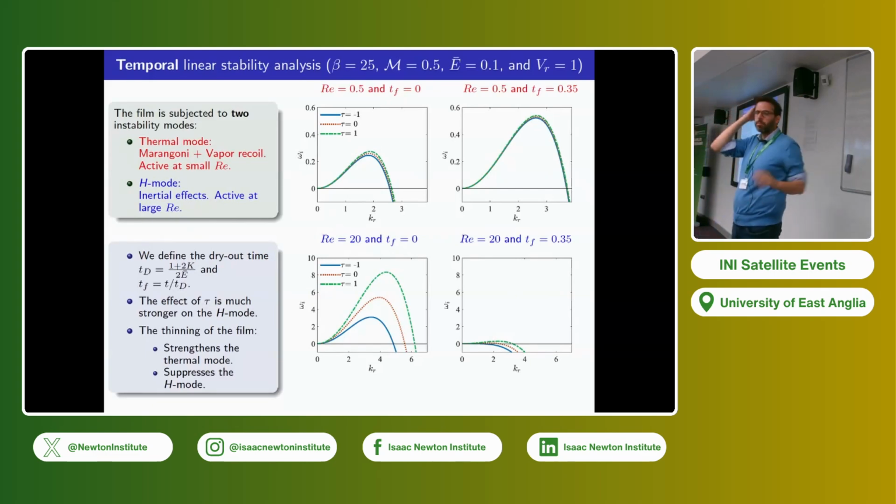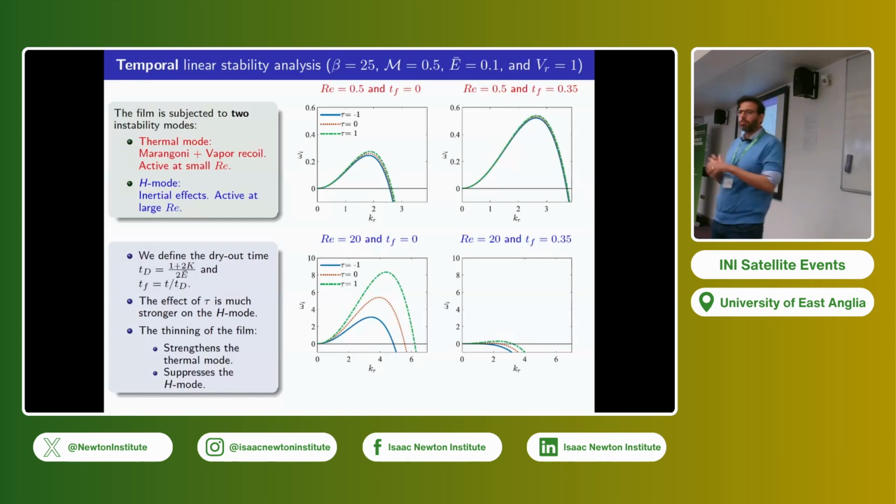So anyway, let's look at the linear stability temporal analysis first, okay? We have two main instability modes. One, let's call just the thermal mode, in which we are associating Marangoni plus vapor recoil, and this acts at small Reynolds. The second mode is the classical H mode, the hydrodynamic instability, which is due to inertial effects and acts at large Reynolds. So we define the dry-out time, how much time the film needs to dry out completely, and we normalize the time as T over TD, basically.